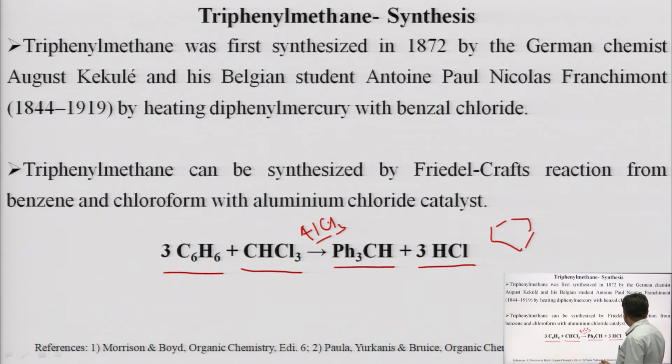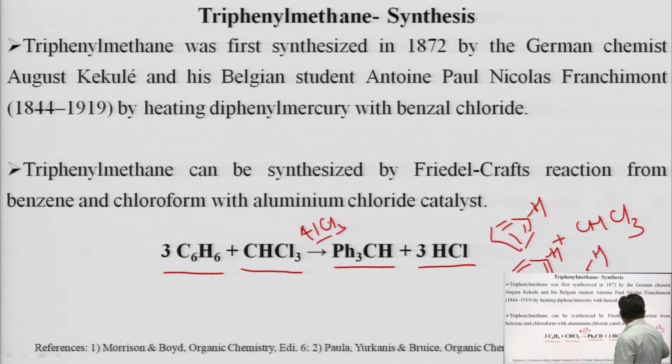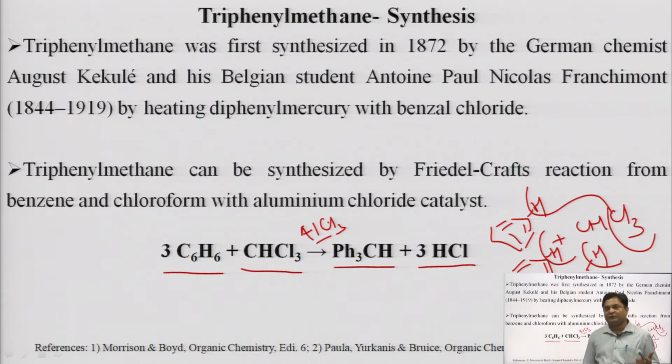When we use 3 moles of benzene and CHCl3, the H's are removed from the benzene. They combine with the 3 chlorine atoms from the chloroform, and 3 molecules of HCl are removed as side products along with the main product, triphenylmethane. So, it is a very simple reaction.